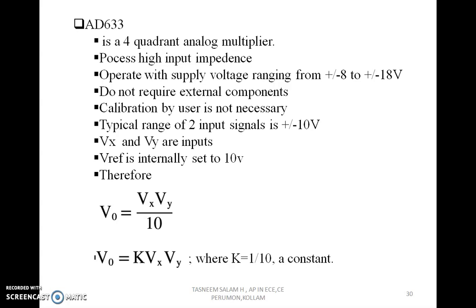And coming to AD633, it is a 4-quadrant analog multiplier IC. It possesses high input impedance, and its supply voltage ranges from plus or minus 8 to plus or minus 18 volt, and its typical range of the input signals is plus or minus 10 volt. V reference is initially set to 10 volt, that is, 1 by K is equal to 10, which is a constant. V0 is equal to Vx into Vy by 10, where K is 1 by 10.